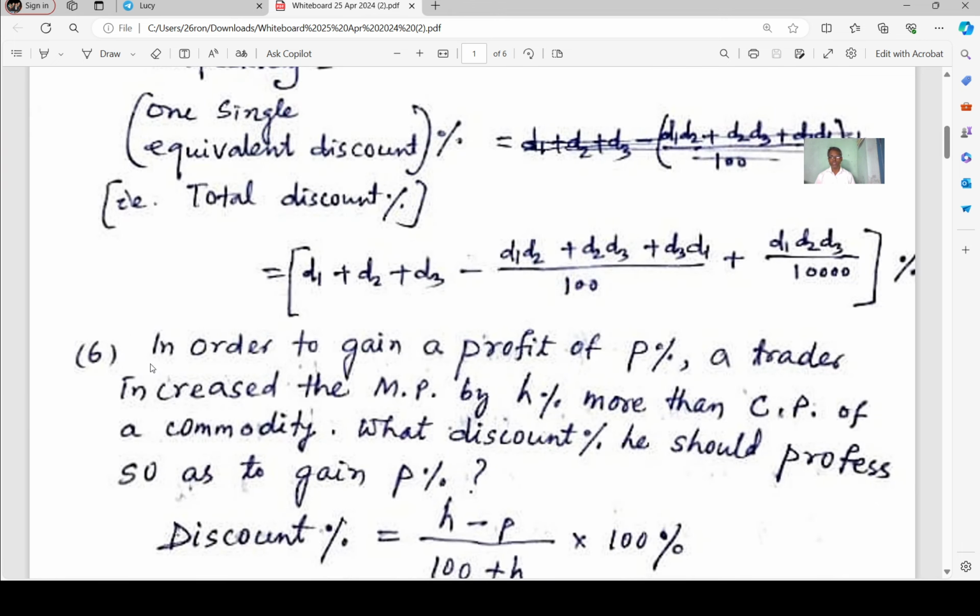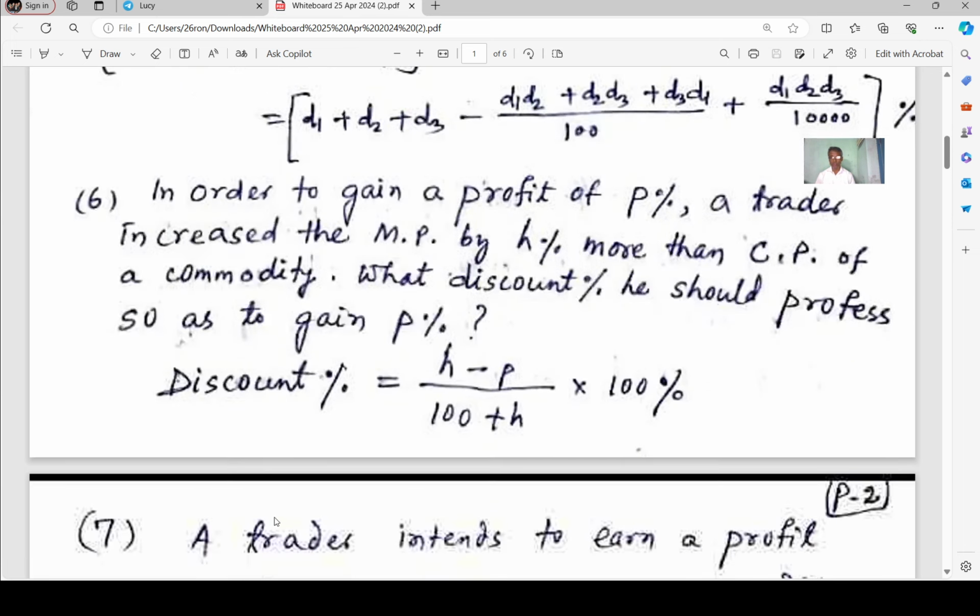6. In order to gain a profit of P%, a trader increased the market price by H% more than CP of a commodity. What discount percent should he profess so as to gain P% profit? Discount percent is equal to H minus P divided by 100 plus H multiplied by 100%.